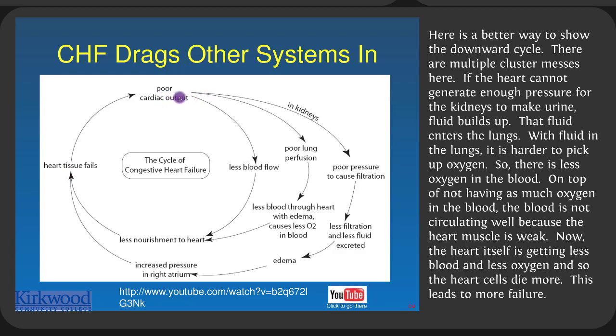One last loop in here is if you can't pump blood, you can't pump blood through the lungs very well. When some of the blood goes through the lungs, it's not picking up oxygen because there's fluid in the way. So less blood is being pumped and there's less oxygen in that blood, which again leads to less nourishment to heart cells, heart tissue fails, and we begin the cycle again.